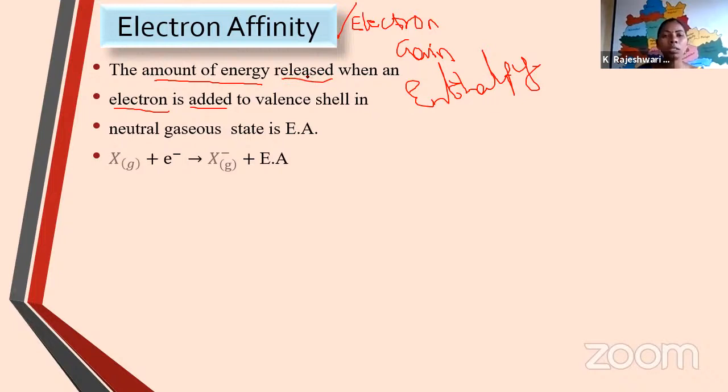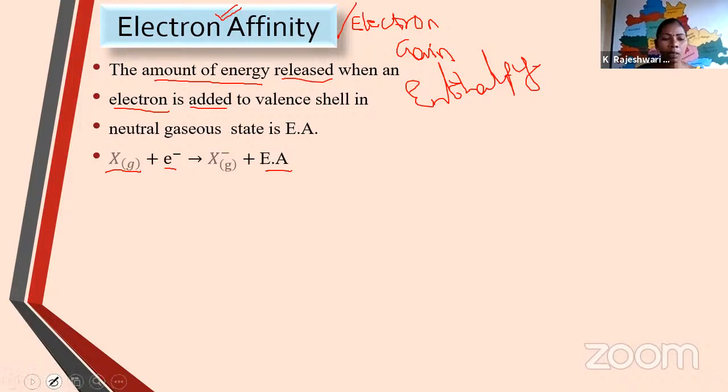The amount of energy released when an electron is added to its valence shell in the neutral gaseous state is known as electron affinity. If you take a neutral gaseous element X and add an electron, the amount of energy released upon addition of the electron is known as electron affinity. Here EA is the electron affinity.